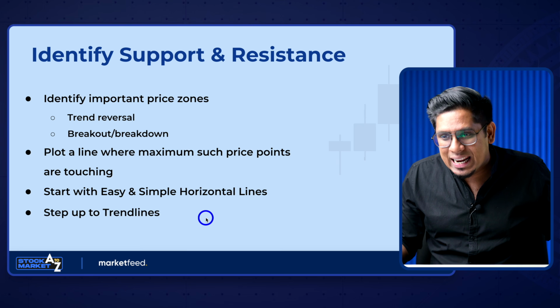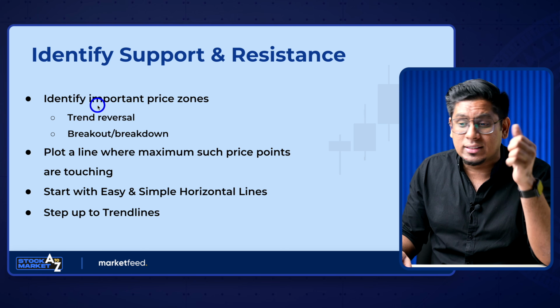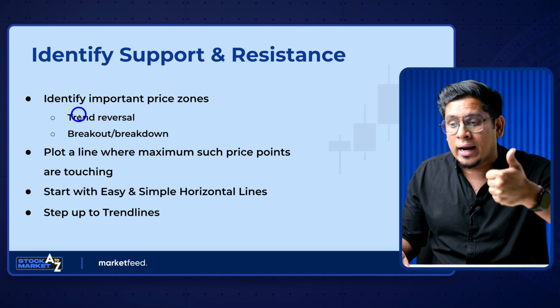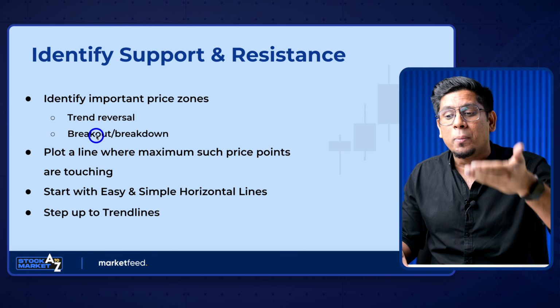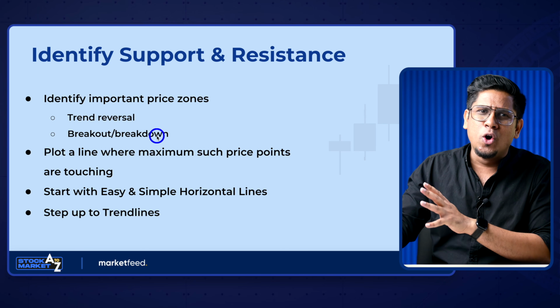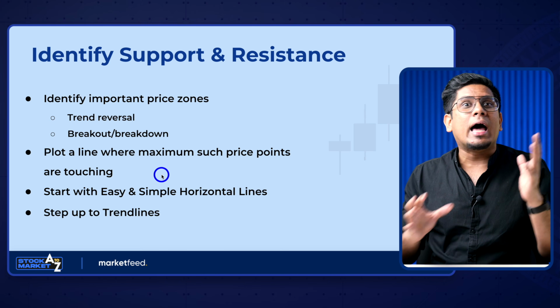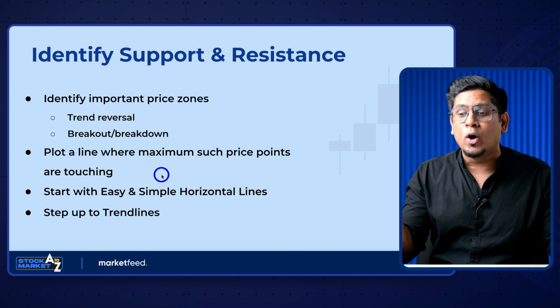Now the theory of how to identify support and resistance is super simple. Number one, identify important price zones. How do you do that? Find trend reversals or breakouts or breakdowns. We just did that. We'll go to the chart and practically do it also. No worries at all. Number two is plot a line where maximum such price points are touching.